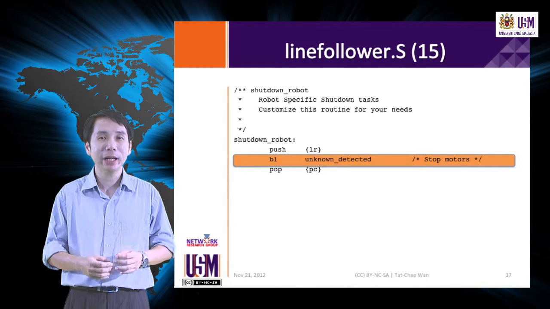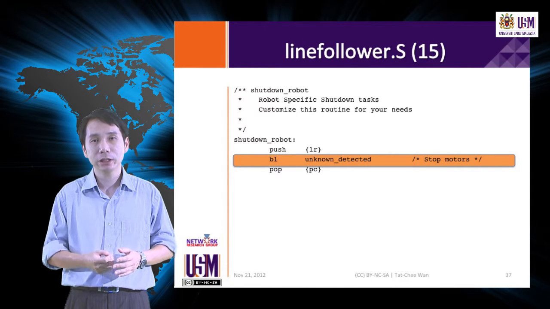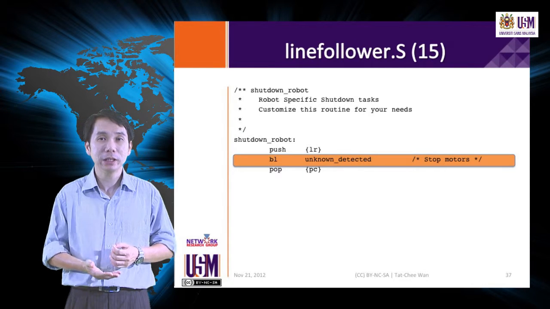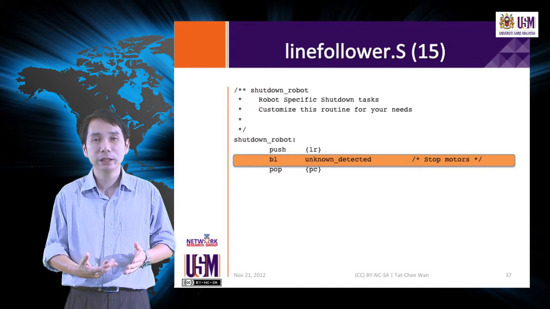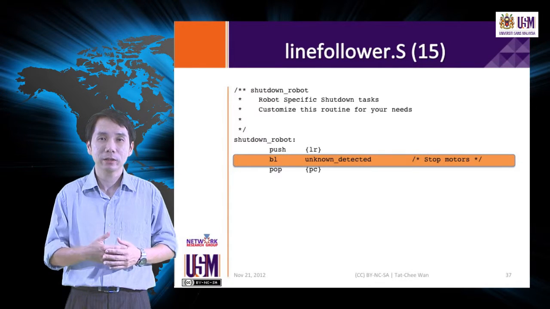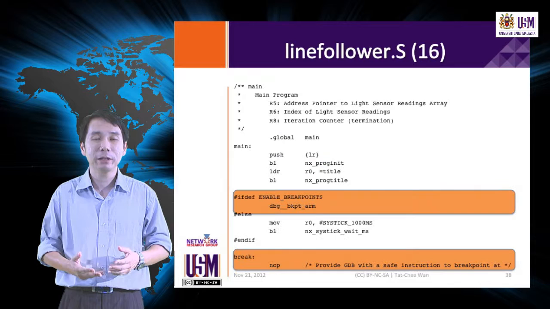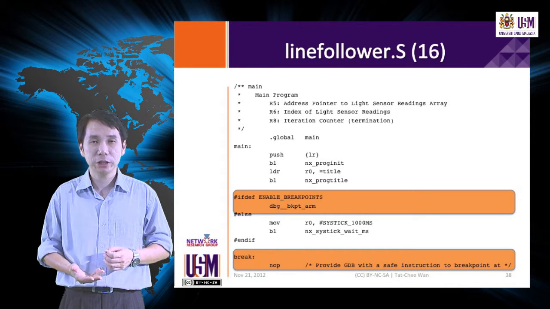Next, we have the shutdown robot routine. This routine is called at the end of the execution of the program. Since we had defined an unknown detected subroutine earlier that stops the rotation of the motors, we reuse it here to perform the same action, which is to stop the robot from moving further, and after that we can shut down the robot.